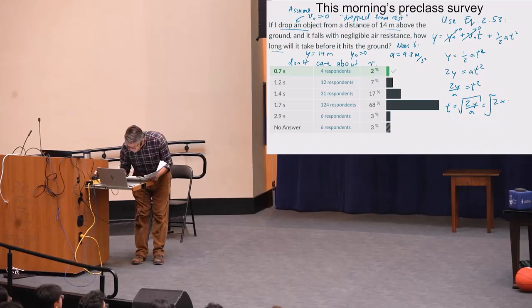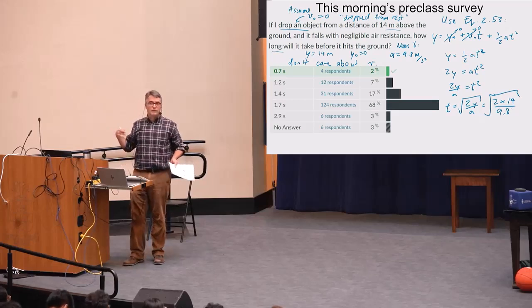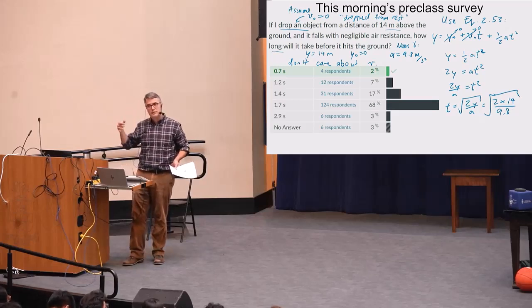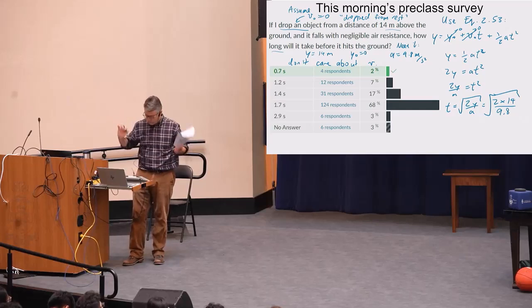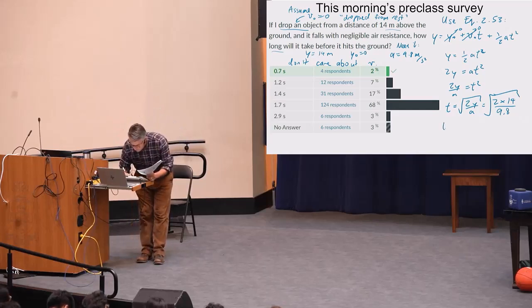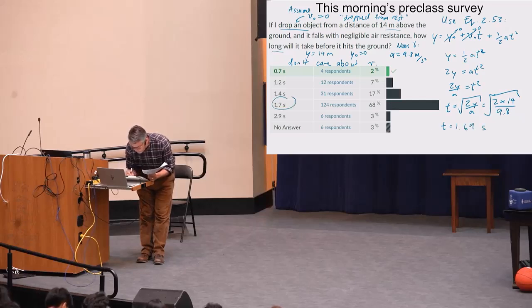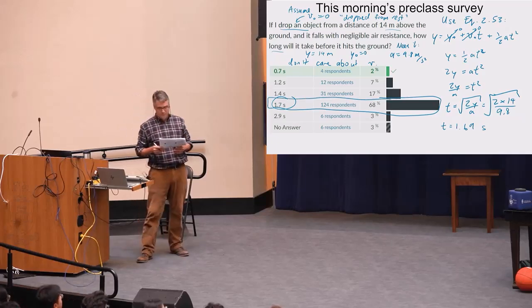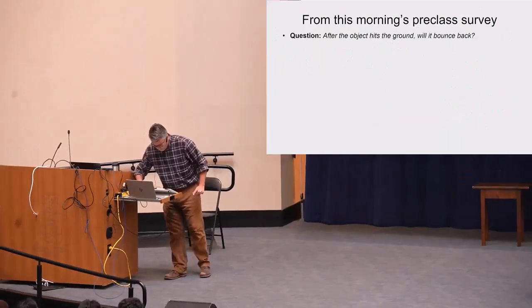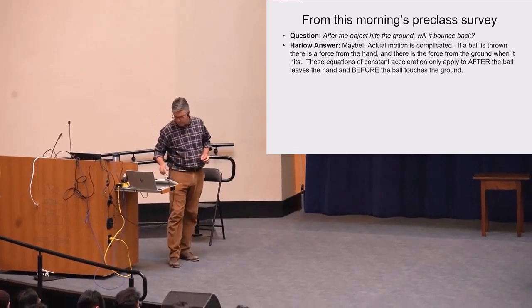Square root of 2 times 14 meters divided by 9.8 meters per second squared. So if I've kept everything in meters and seconds and kilograms, then hopefully this will all cancel out. I just typed those numbers in my calculator and I got 1.69 seconds, which is closest to, oh yeah, so this is good. Whoever did this in the survey did a good job there. Thank you. After the object hits the ground, will it bounce back?